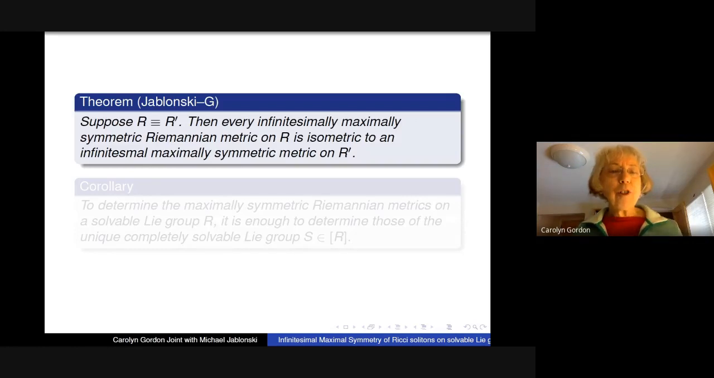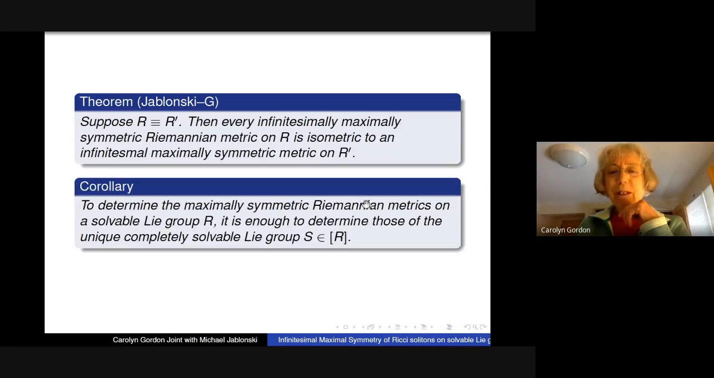And one can prove that if R is equivalent to R prime, then they admit the same maximally symmetric metrics. In other words, every infinitesimally maximally symmetric metric on one group is isometric to a metric on the other, which is also infinitesimally maximally symmetric. Any infinitesimally maximally symmetric metric on one of these solvable groups will show up as a left invariant metric on all the other solvable groups up to isometry, and they will all be infinitesimally maximally symmetric in their respective groups. And a corollary is that to determine the maximally symmetric Riemannian metrics on a solvable Lie group, it's enough to look at the completely solvable Lie group in the equivalence class.